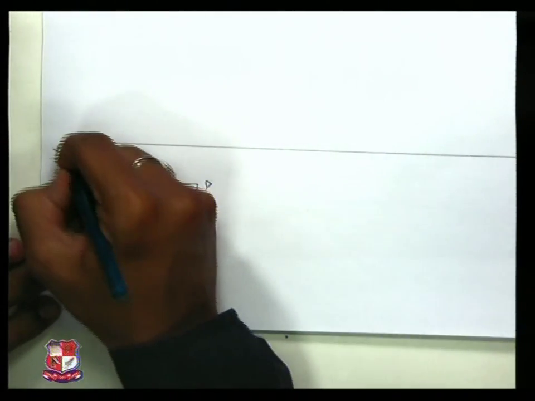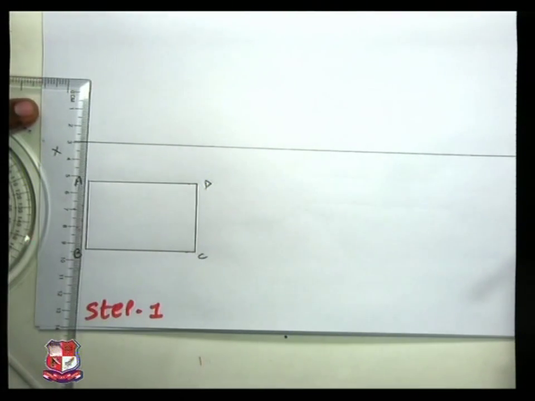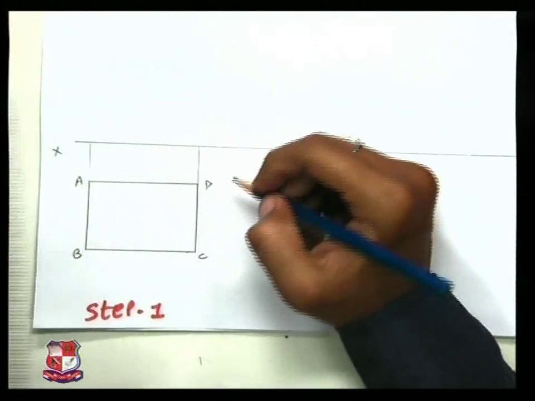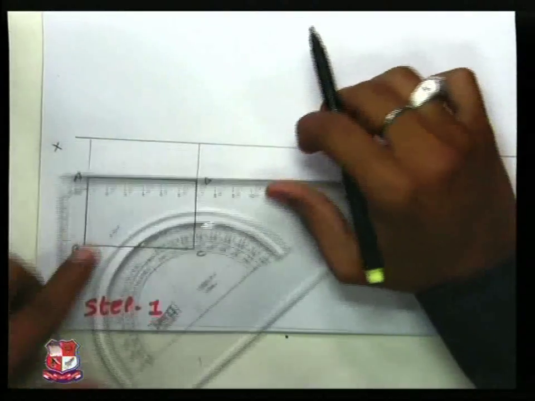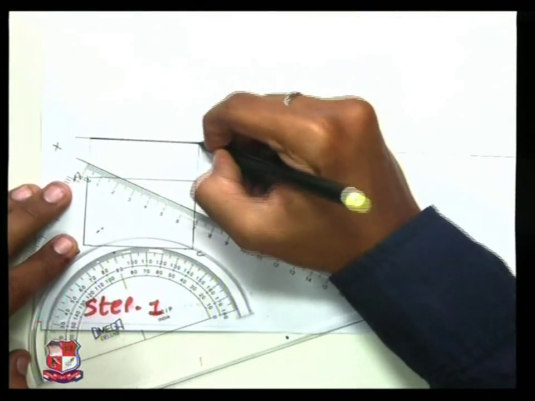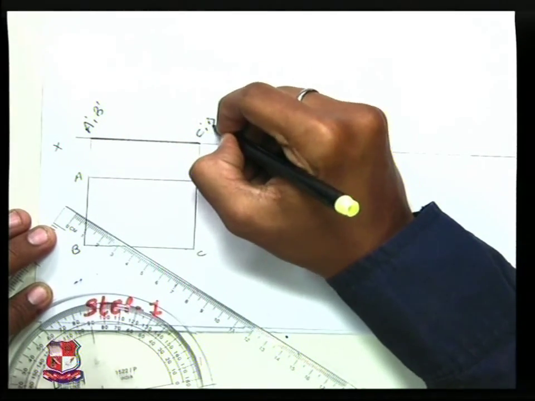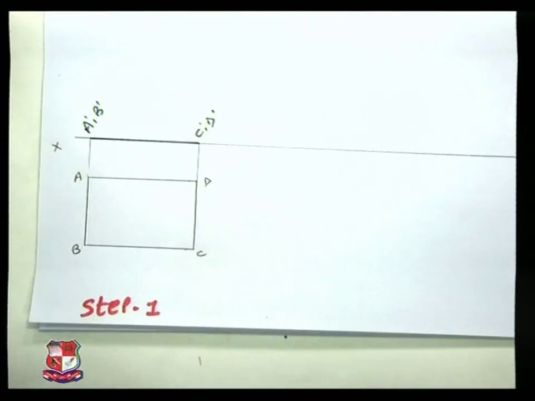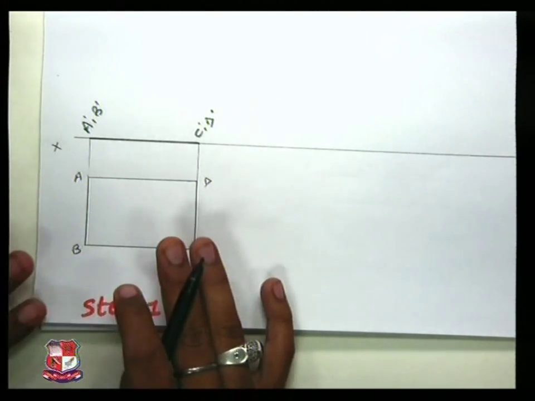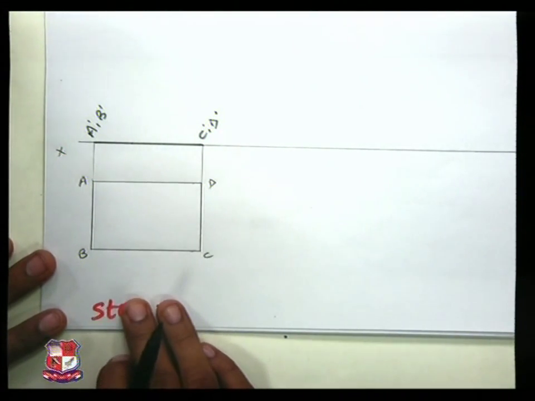This is our reference XY line. Now we need to take the projections of this rectangular plate on the XY line like this. We will trace this kind of thing. A dash, B dash, C dash, D dash. This is the very initial position. No angle has been applied. It's at rest position, no angle with HP, no angle with VP. It's step 1, initial position.